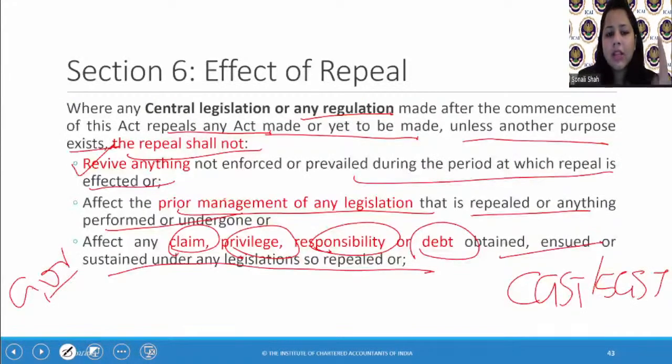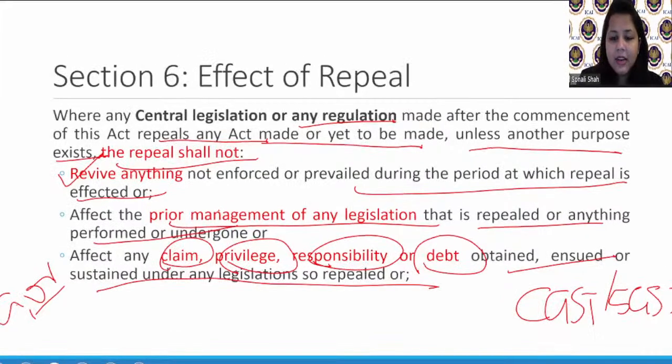So this is what is about the effect of repeal. Please mark this section as very, very important and let me know if you have any confusion here. Is this section clear? Effect of repeal, is it clear?